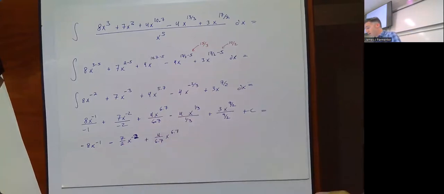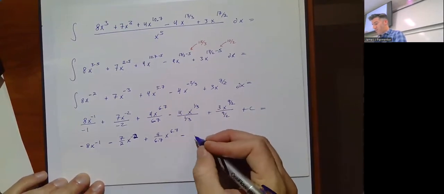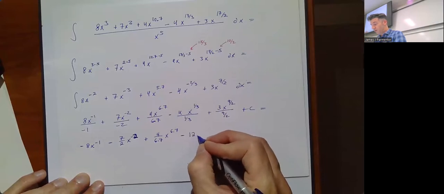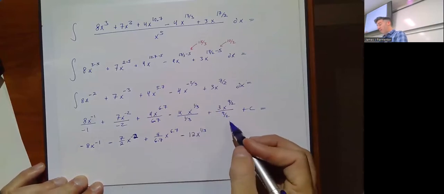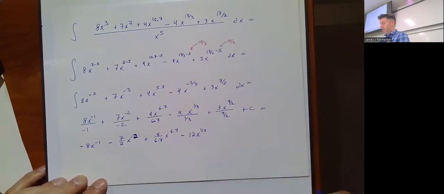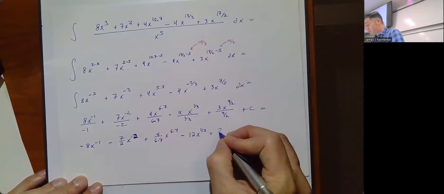Sorry, thank you. So then instead of 4 divided by 1/3, we have 4 times 1 times 3, which is 12. X to the 1/3. And the same deal here. Instead of 3 divided by 9 halves, we have 3 times 2 ninths, which is going to be 6 ninths, which reduces to 2/3.